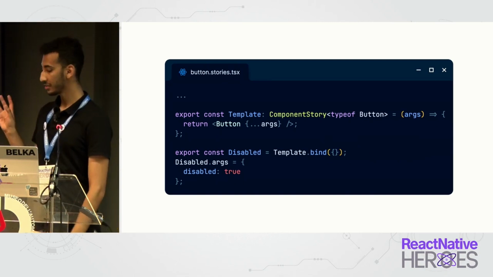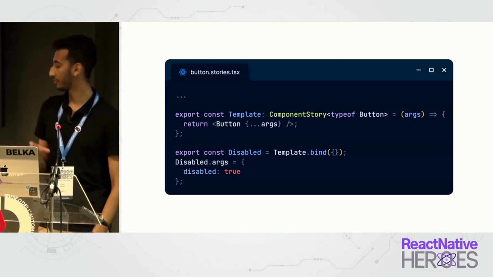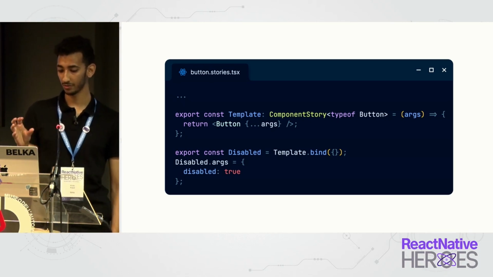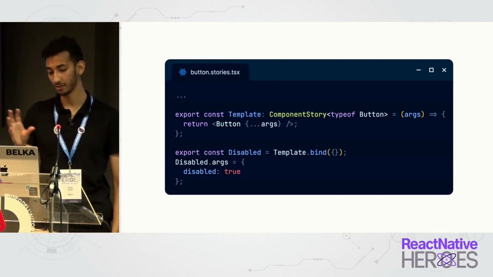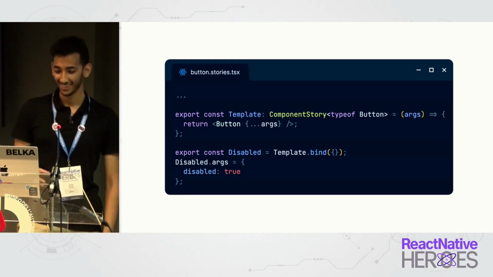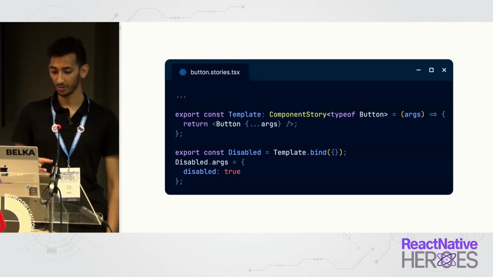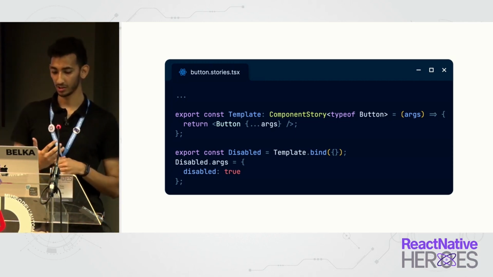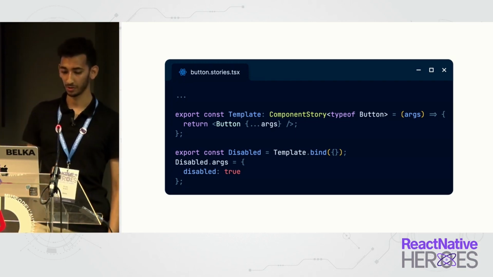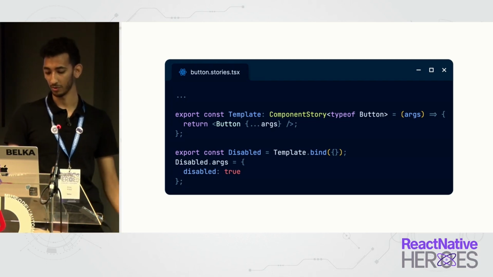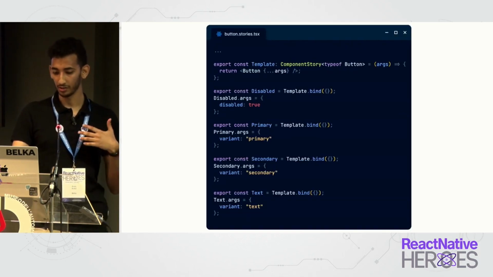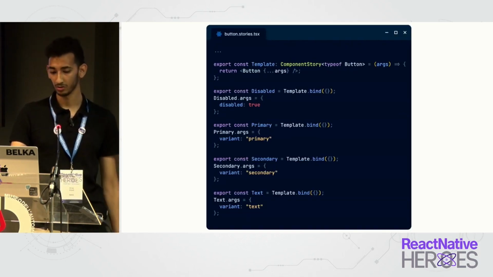Since the base function is now ready, we can create more stories. For each different variant, we just copy the template function using the bind function. I know it's not the best thing, but we need to do this. In this way, we have a brand new version of our template for the disabled state, and then we can just change the argument using this property. So in this case, we set the disabled prop to true. And that's it. Now we can add all the other states we would like to show.